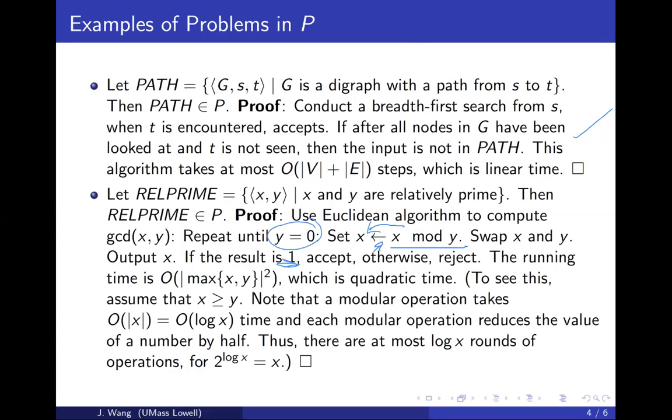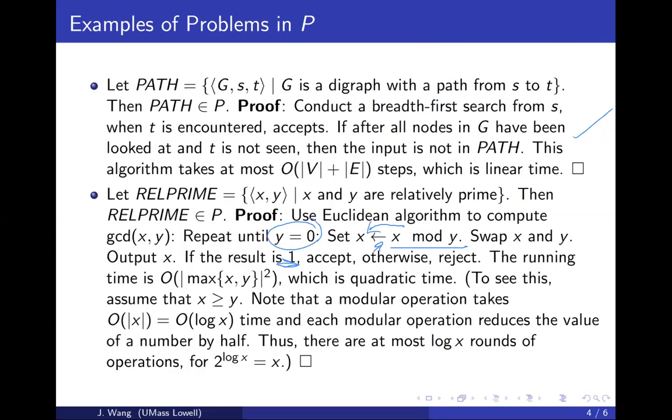Now this is the Euclidean algorithm. You should have already seen it, probably in discrete math. The running time here is quadratic in the length of the maximum value of x and y.